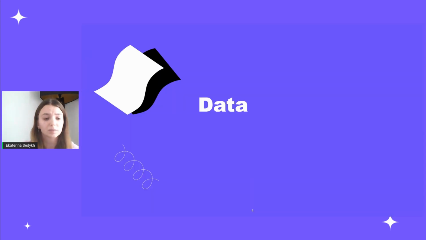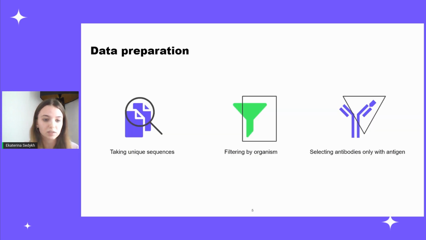So let's first talk about data. For the training, we need sequences and coordinates of the 3D structure. The data was taken from the SAbDab database where antibodies are gotten from X-ray crystallography analysis. And we did several preparation steps: selecting unique sequences so there won't be any duplicates, filtering by organisms, and choosing antibodies only bound to antigens.